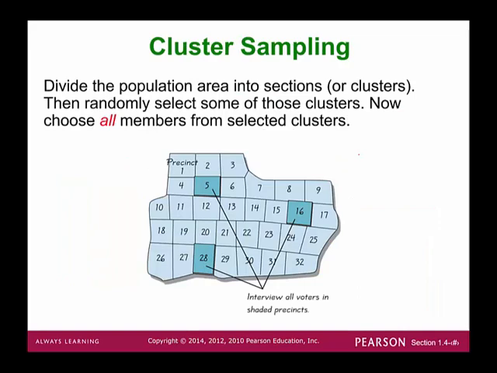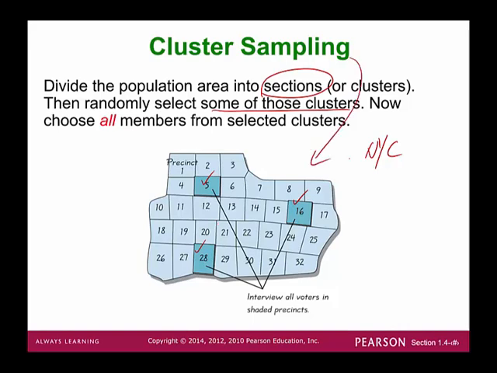Also cluster sampling. You divide the population area into sections or clusters, and then randomly select some of those clusters, some of those sections, and then choose all members from the selected clusters. For example, if you look at New York City and all the precincts in New York City, and you randomly pick precinct 5, precinct 16, and precinct 28, and you select all the residents from each precinct and then come up with a sample, this is a typical cluster sampling.